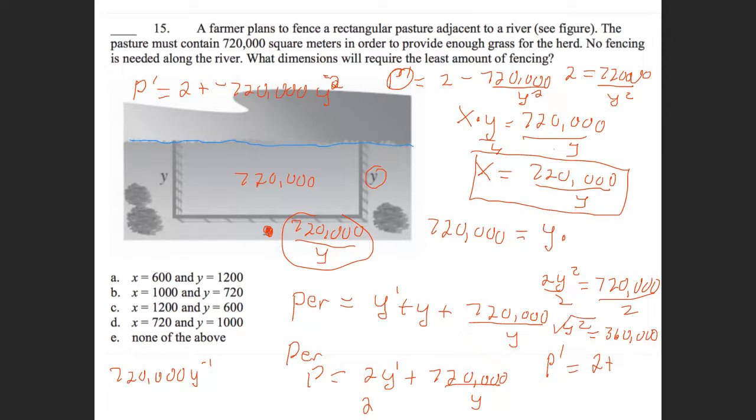Then I'm going to take the square root of both sides. So y is equal to, is that 60,000? No, the square root is 600. So this is going to be 600, and this is going to be 600. And this is going to be 720,000 over 600, which gives me 1,200.